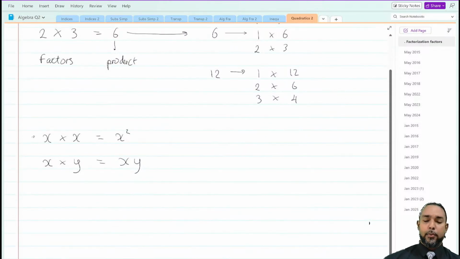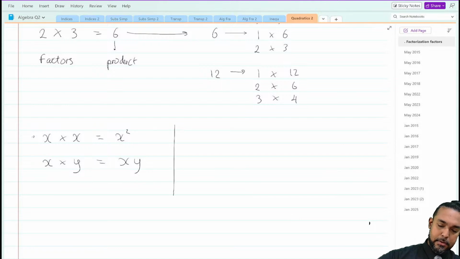Right. Now, what we also want to talk about is something called common factors.